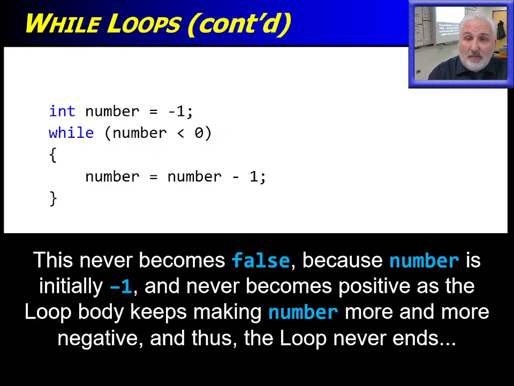We have a negative number. Number is -1. While the number is less than 0, and -1 is less than 0, keep subtracting from that number. Well, that will never reach a condition that is not less than 0. So this would generate an infinite loop that would never be false. This would be a logic error.